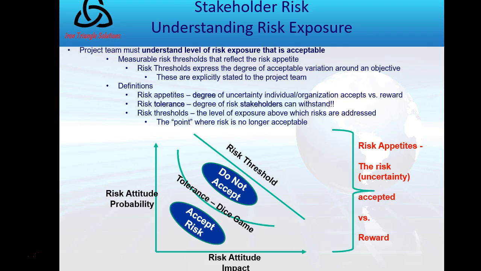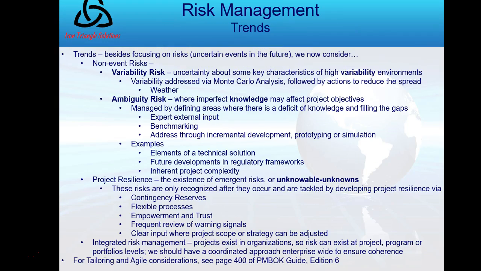They have a risk appetite for that degree of uncertainty versus reward that's acceptable. But then there's this point in the middle that you have to figure out, which is the risk tolerance. What's the degree that risk stakeholders can accept? Okay, and that's what that slide's about.